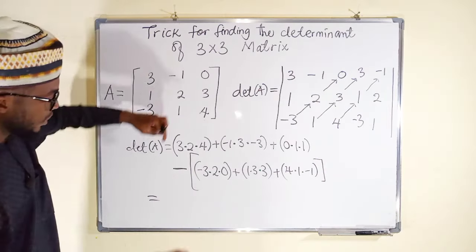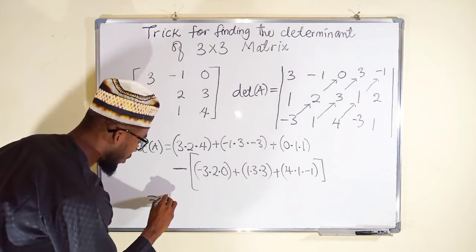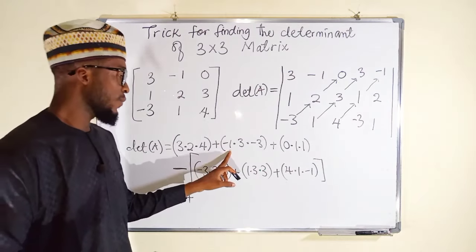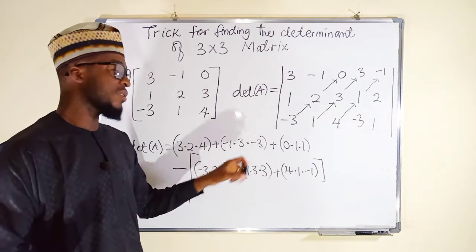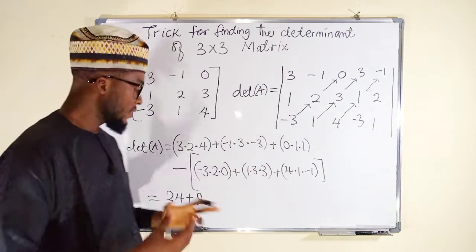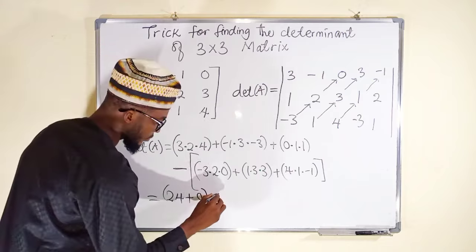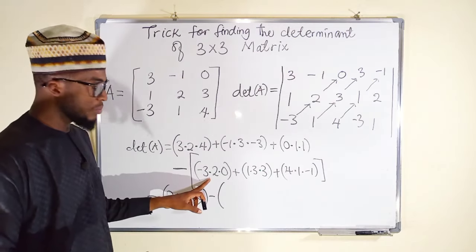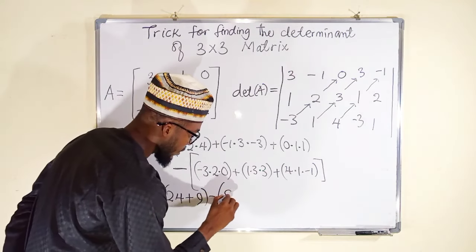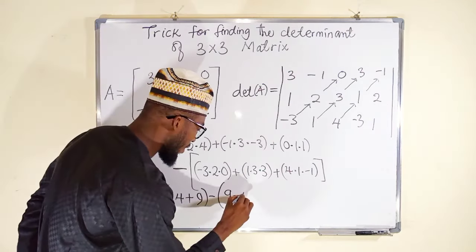This is going to be equal to 3 times 2 times 4 is 24, because 3 times 2 is 6 times 4 is 24. We add negative 1 times 3 is negative 3. Negative 3 times negative 3 is positive 9. 0 times 1 times 1 is 0, so we can neglect that one. We subtract. The whole of this is going to be 0, so we forget about it. 1 times 3 times 3 is 9. 4 times 1 times negative 1 is negative 4.